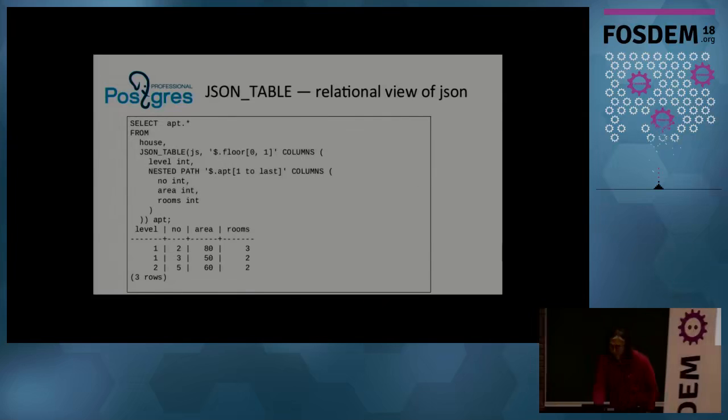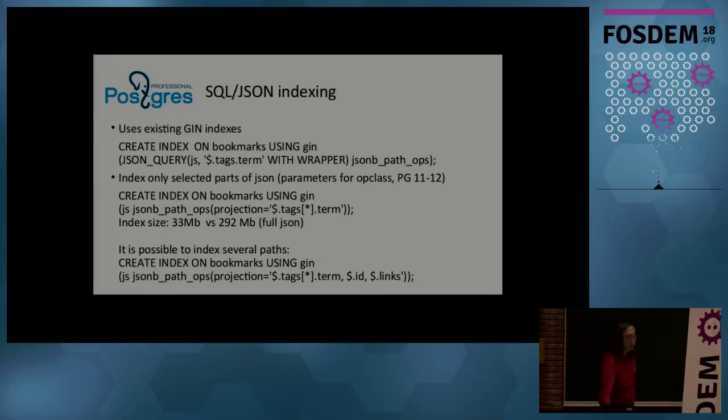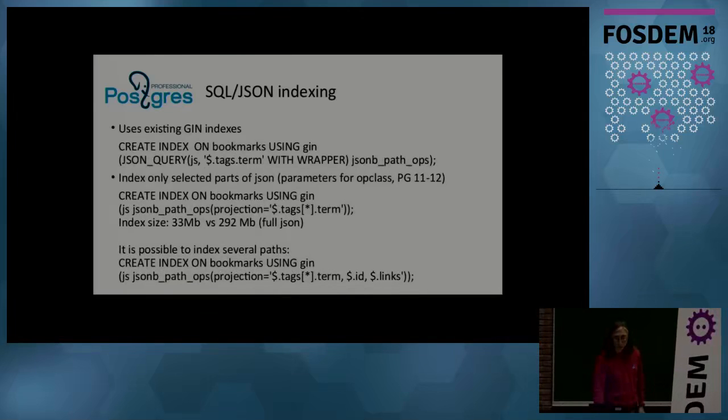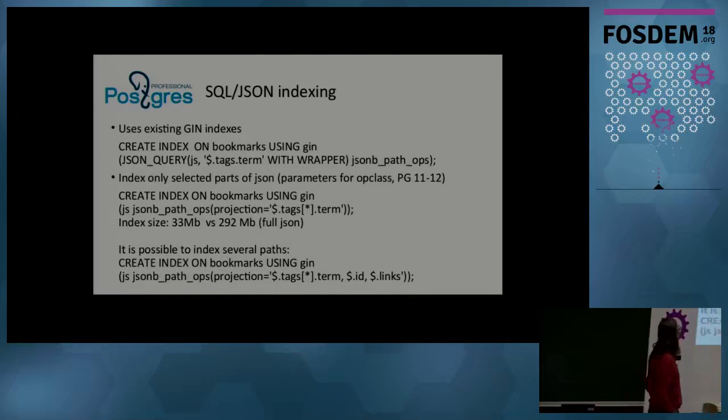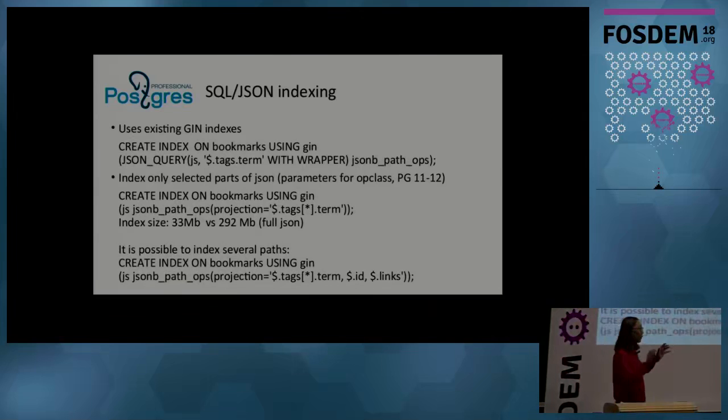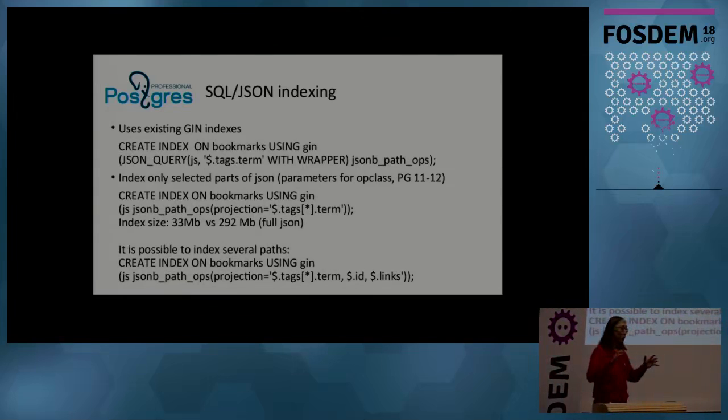Okay. And so SQL JSON supports indexing. It supports the same indexing as JSONb, but also we use JSON path to specify which part of JSON to index. You know that JSON can be very greedy. It contains a lot of garbage, a lot of data you don't want to index. With JSON path, you can easily specify which part of JSON data you need to index.